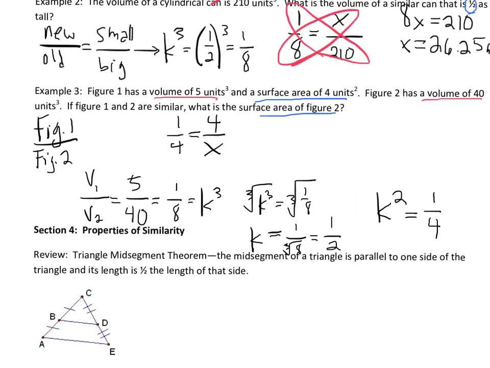So cross multiply, and we actually just get that x equals 16. And since it's surface area, that would be units squared. So 16 square units. So that last one really tested you in thinking about what k's am I using, how can I find just plain k, the scale factor, and then how can I use that to find the scale factor for areas.